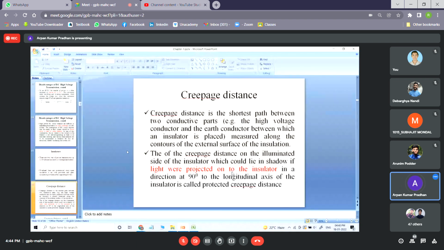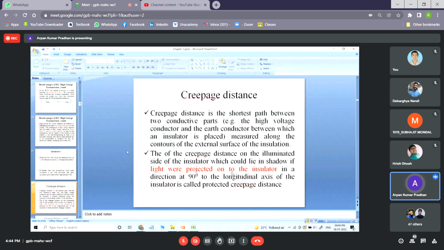Now, have you seen any insulator? First of all, in our laboratory, has anyone seen the insulator in our laboratory? Yes, sir, in the high voltage lab. Yes, sir. High voltage lab. Yes.